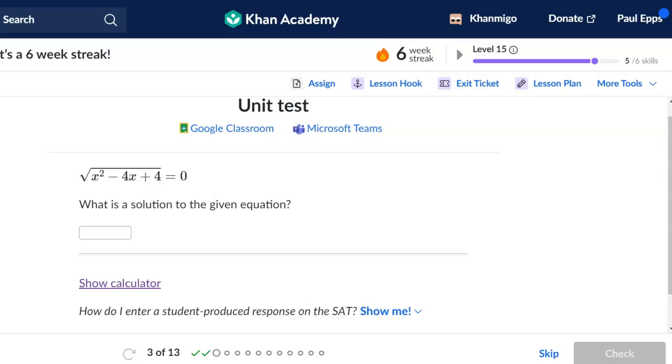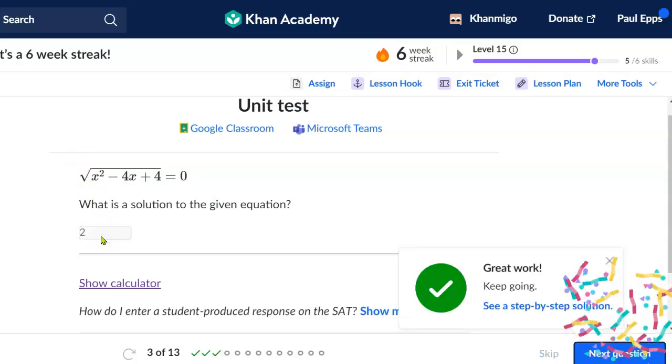What is the solution to the given equation? Square root of the polynomial equals 0. Okay, well, we could factor that. It's x minus 2 squared. So a solution would be 2.